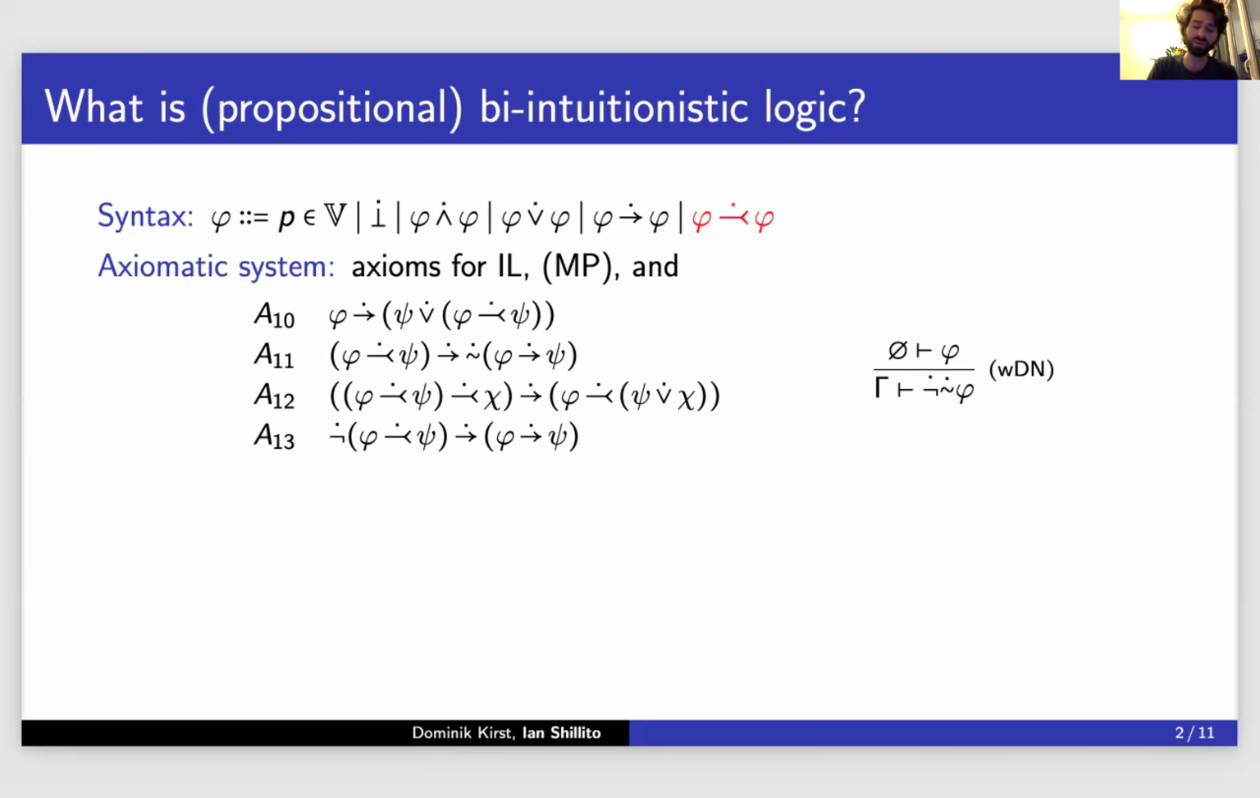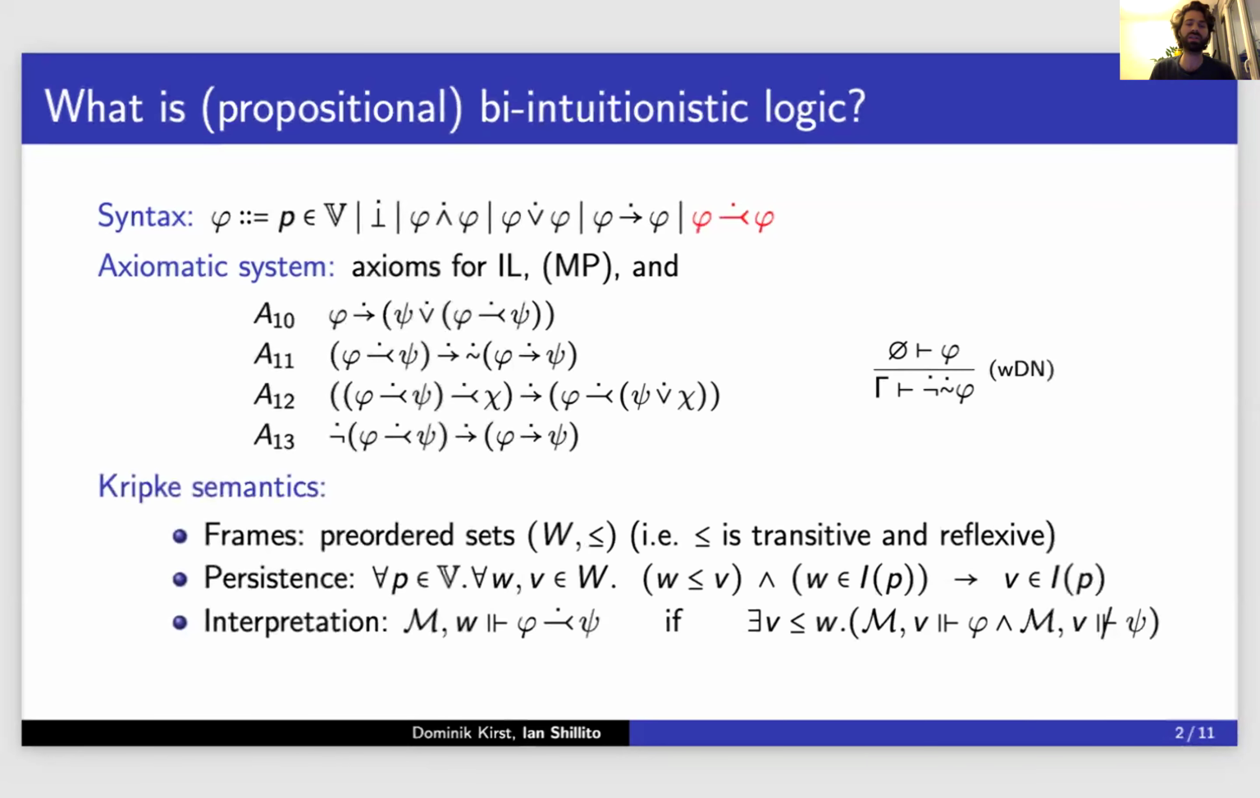From the Kripke semantic side, this logic is captured by the same Kripke semantics as intuitionistic logic for the propositional case. So you have your usual Kripke frames, which are pre-ordered sets where the relation is transitive and reflexive. You have persistence of the atoms through the accessibility relation, and you now need to interpret the exclusion arrow because that's something that you added to the language, and the way that you interpret it is in the following way.